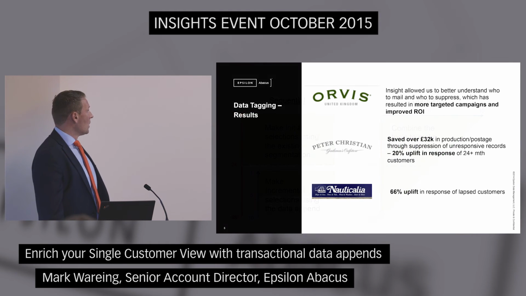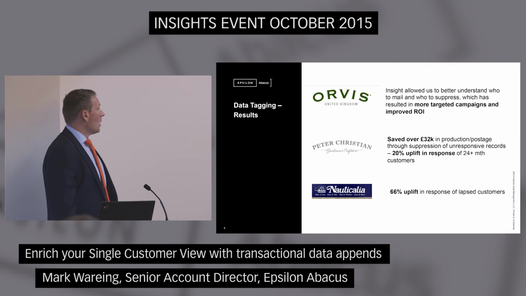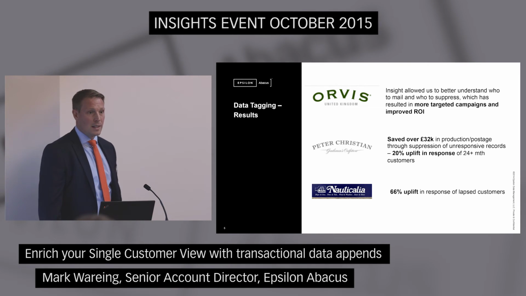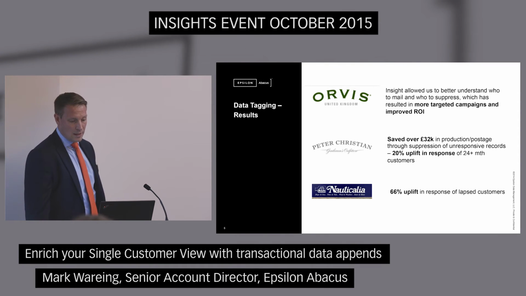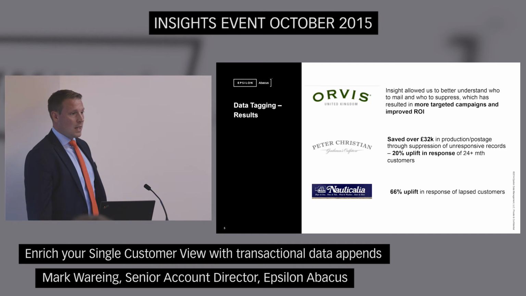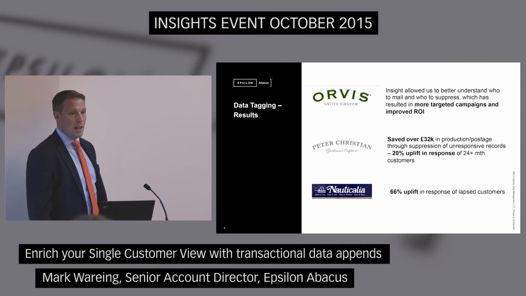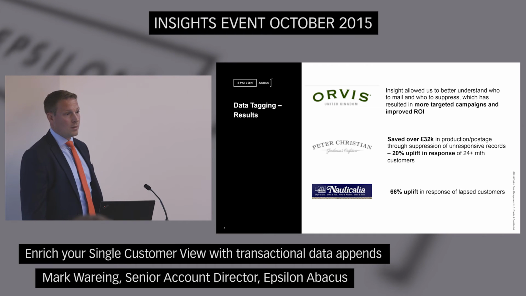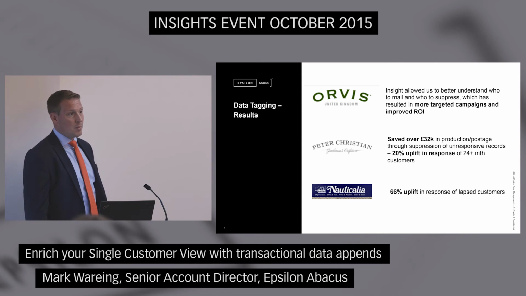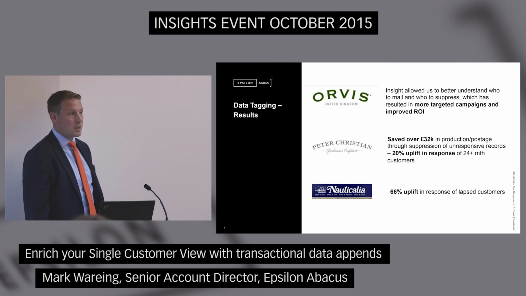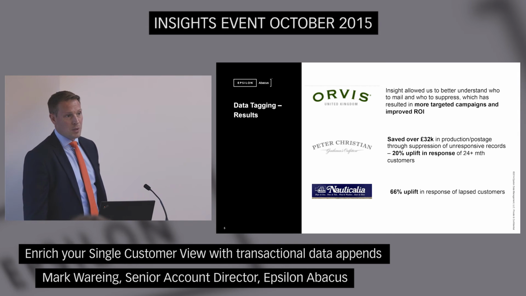So just some results we've got from some clients. Orvis have been able to use our data tagging product to drive greater efficiencies and better target their campaigns. Peter Christian have saved over £32,000 in production costs through suppressing those customers within a lapse file that they could see weren't active elsewhere and weren't getting a positive return on investment. And as a result, they've had a 20% uplift in the performance of their 24-month customers. And Nauticalia had a 66% uplift in response to their lapsed customers by cherry-picking those names that were most active in the marketplace.